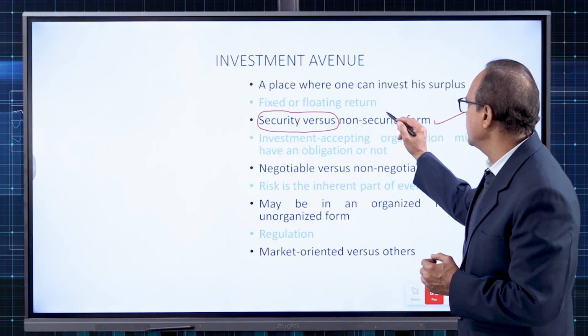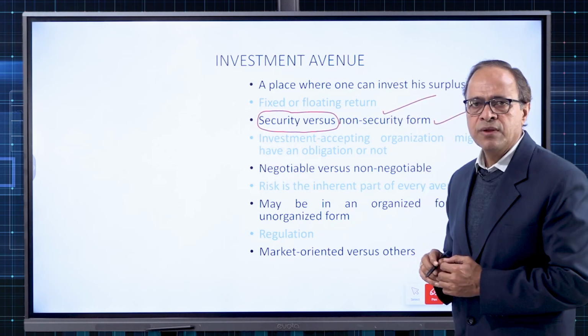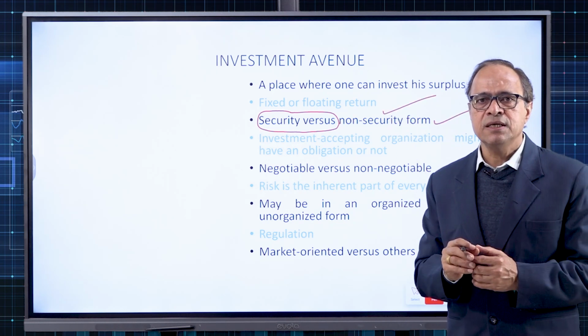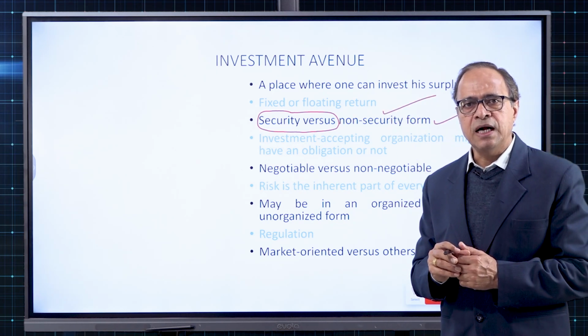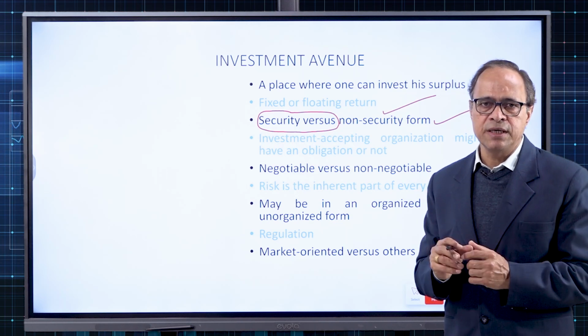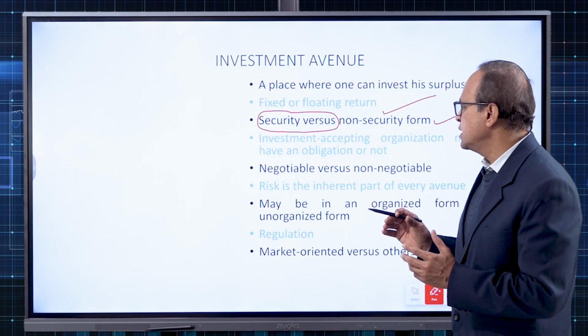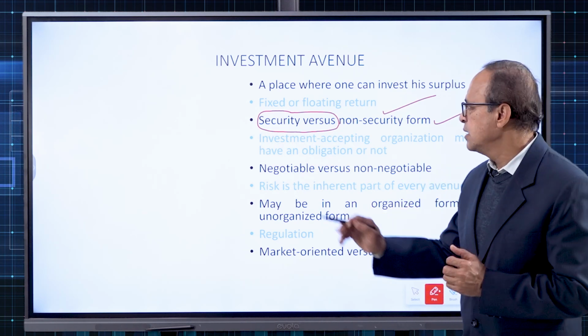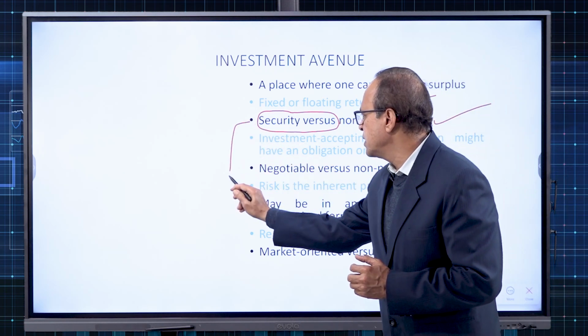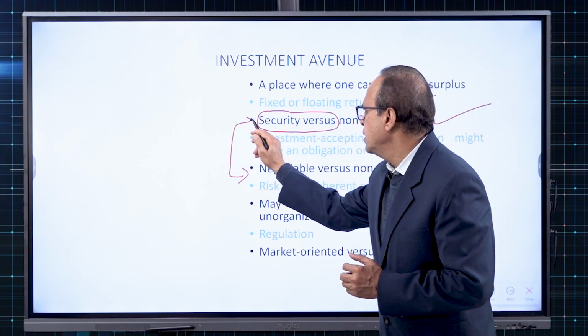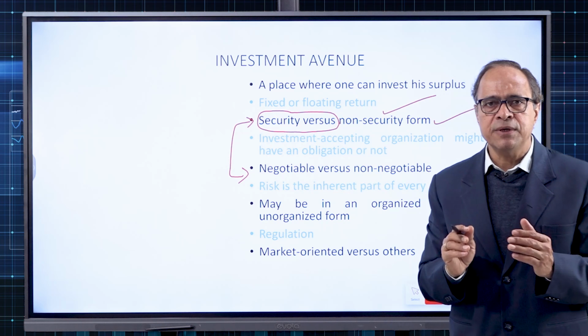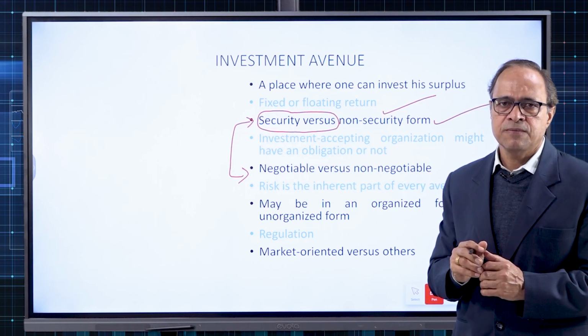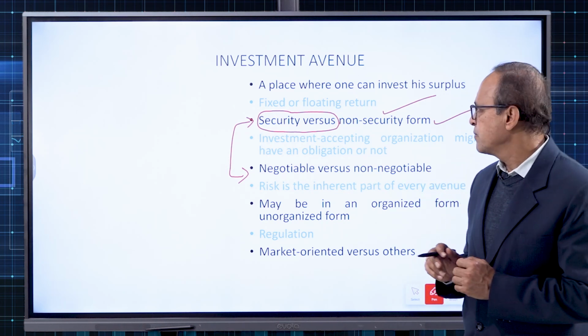Whereas non-security form of investment is the one where you invest your money in the bank FDR, RD, which is non-negotiable in nature. So we can also say it is negotiable versus non-negotiable. So we have another type also, negotiable versus non-negotiable. Now you might be thinking why I have kept it at two different places. Look at the fact.